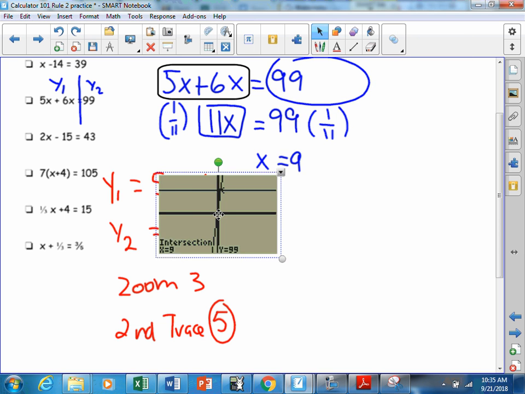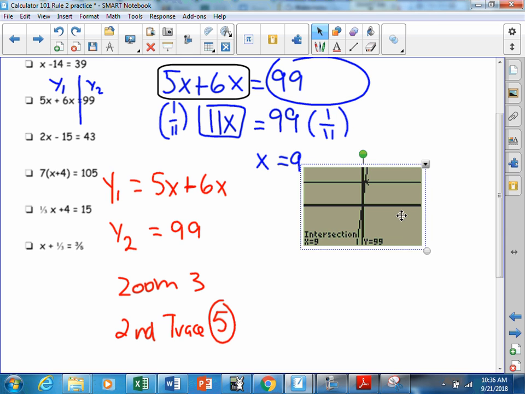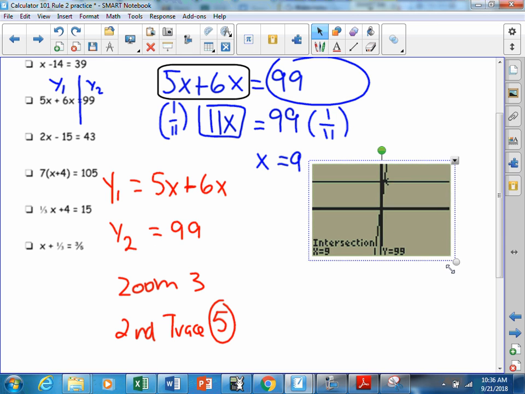Okay? In the next video, we're going to go over the next two problems, 2x minus 15 and 7 parentheses x plus 4. We'll do that in our next video.